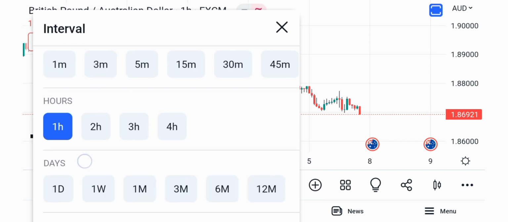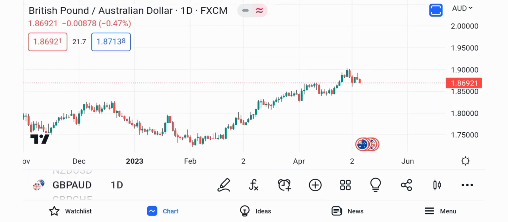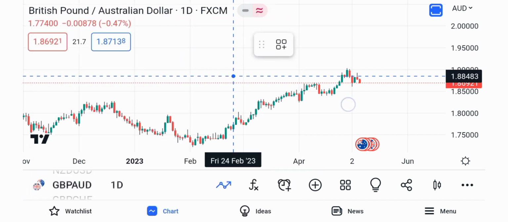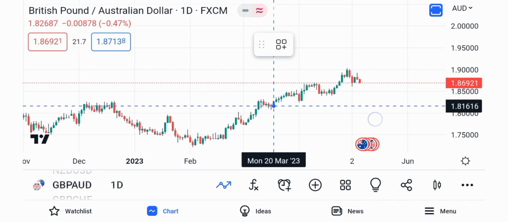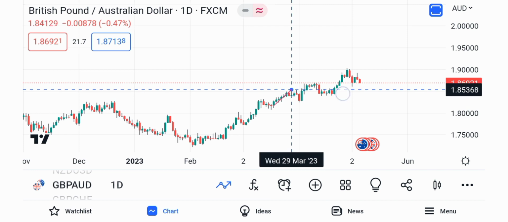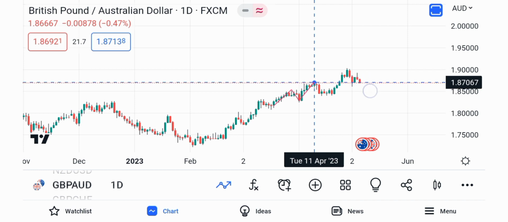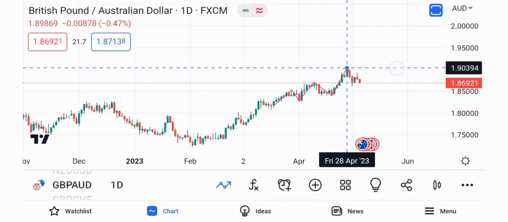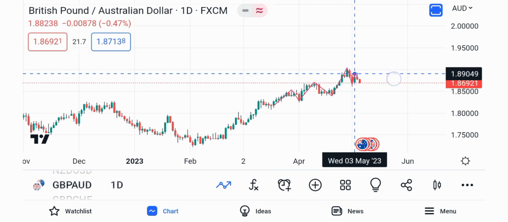Starting from the daily time frame, you can see that GBPAUD is in an uptrend. So we have something like this: a series of higher highs and higher lows, higher high and higher low, higher high. And we can see a higher low here. And we can see this happening.